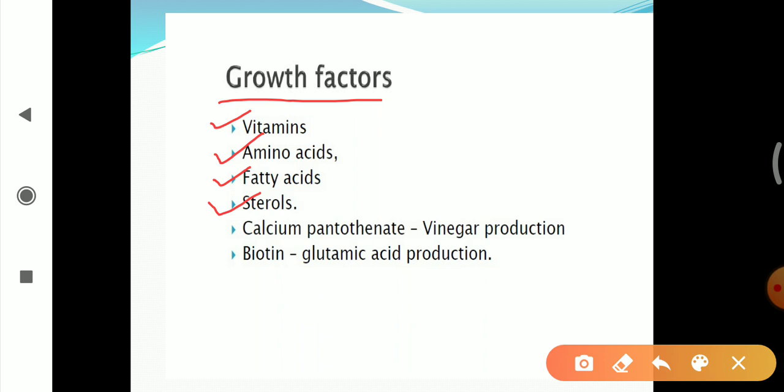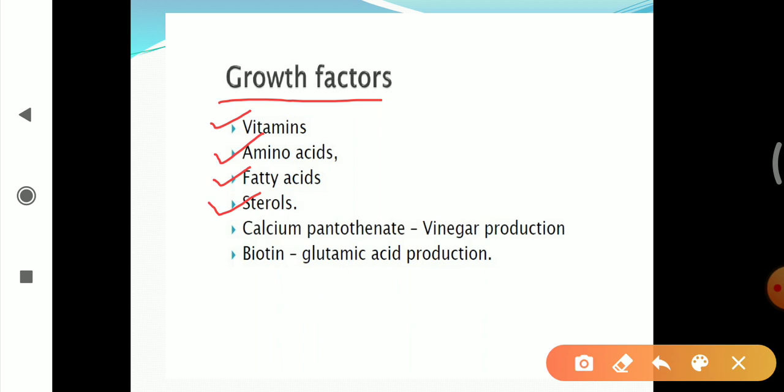Many natural carbon and nitrogen sources contain all or some of the required growth factors. But sometimes we need to add a pure or artificial source of growth factors. If we are adding some natural media, that itself has some or all of the growth factors, whereas sometimes we need to add the pure or artificial form.